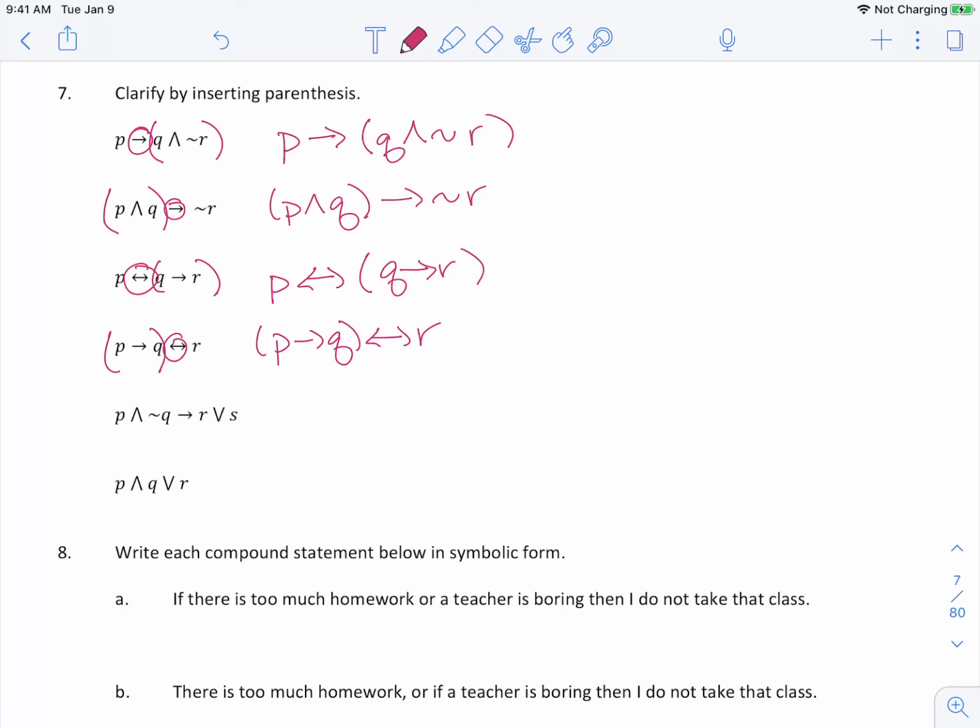For this next one, we have an if then, and an or. So if then is the most dominant, so we're actually going to have two sets of parentheses for this one. This would be P and not Q inside parentheses. Then we have our symbol for if then, and then we'll have our R or S in the other set of parentheses. And now for this last one, we have P and Q or R. So this one actually is not going to have any parentheses because it's the same level of dominance.